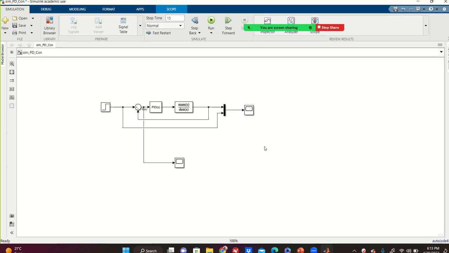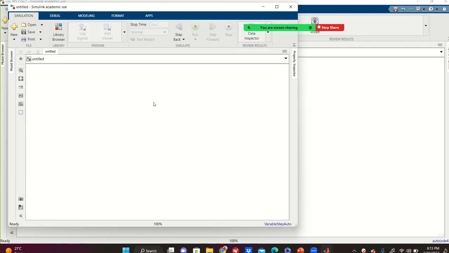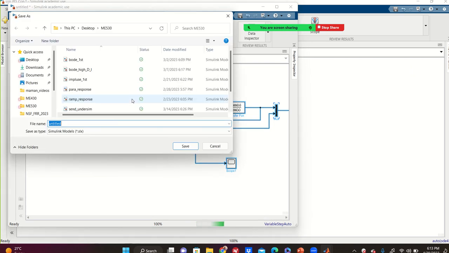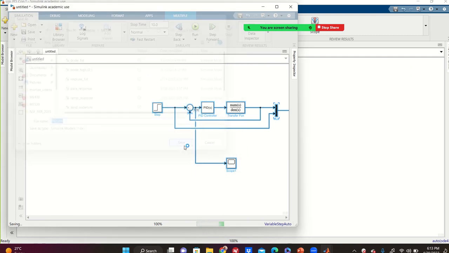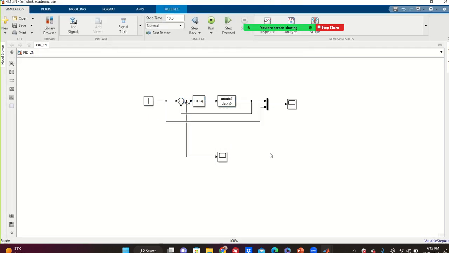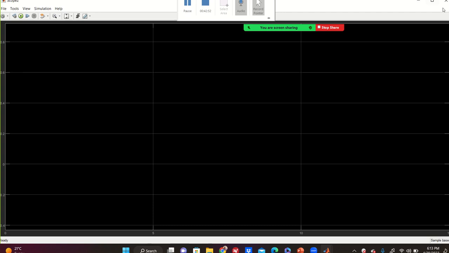But I'm going to share this with you, because let me copy and paste in a new one. And I'm going to say here, save as PID Ziegler-Nichols. Okay. And if you run it here again, 15, because I want to. Oh, guys, by the way, let me do this because I'm going to make it complete. Oh, no.